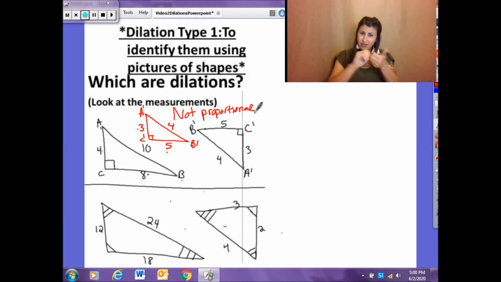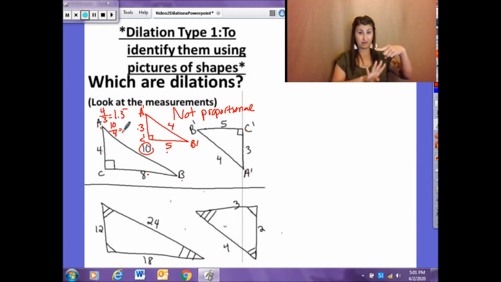And how could you tell? Since you can't really multiply or divide by anything to get this number evenly, you can say 4 divided by 3. Right, and 4 divided by 3 is like 1.33 repeating. Now I can do 10 divided by 4. Right, 10 divided by 4 is 2.5. These are different numbers. So that just proves right there that this first set of images are not considered a dilation. Now let's look down here. We're trying to see if these are dilations.